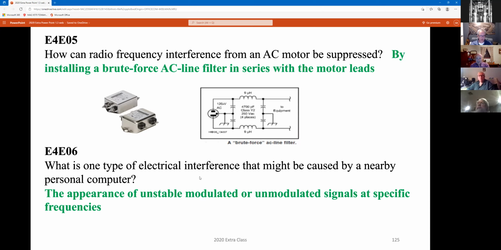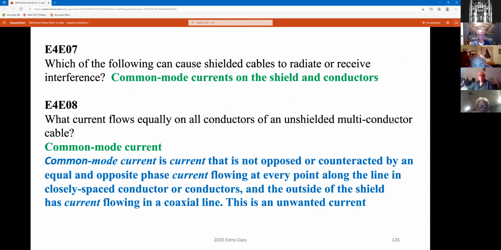Okay, let's see. I think we did this one. Yes. Okay. Which of the following can cause shielded cables to radiate or receive interference? And that is common mode currents on the shield and conductors. And what current flows equally on all conductors of an unshielded multi-conductor cable? And it's the same thing, common mode current. Current that's not opposed.